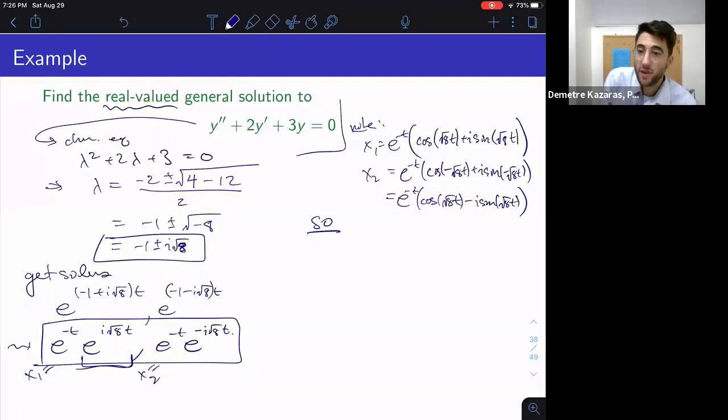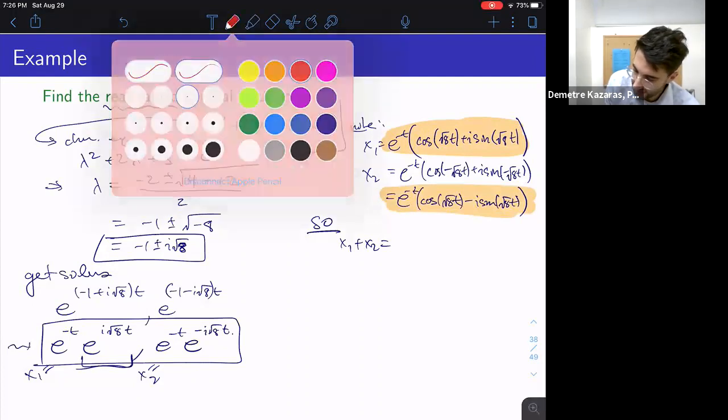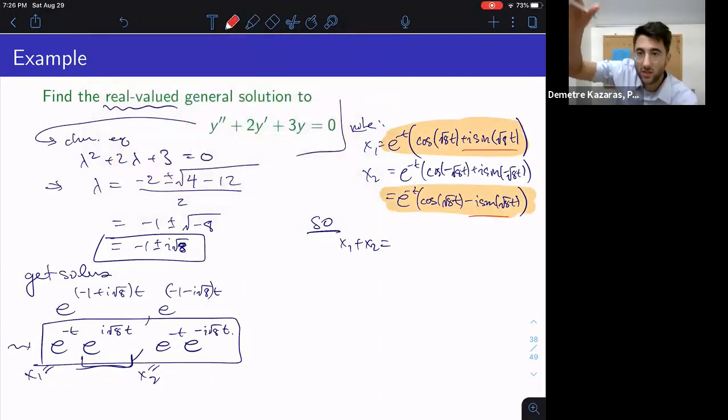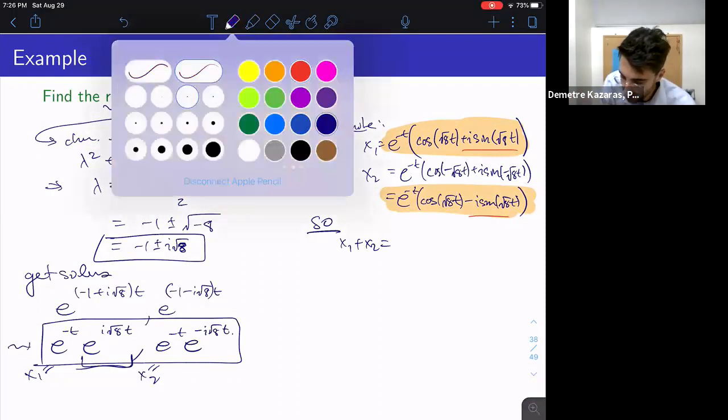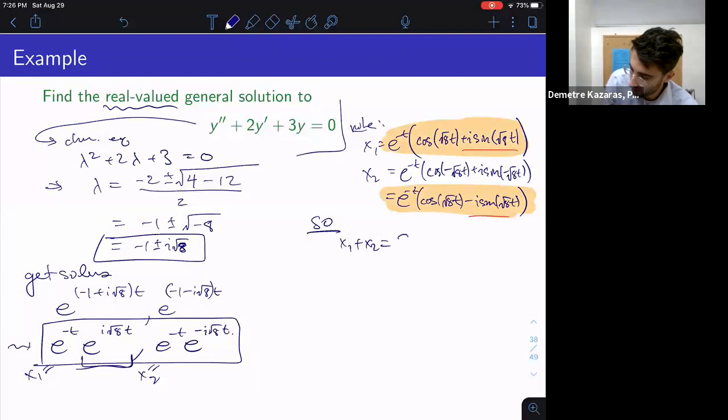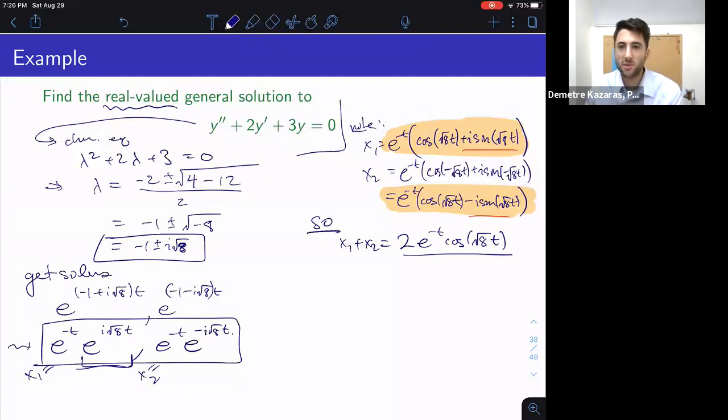So for instance, I could form the following linear combination. I could take x1 and add it to x2. That's going to be another solution, right? A linear combination of solutions is a solution. But look at what happens when we add these two formulas. The i terms will cancel out. So what we'll get here is just two copies of e to the minus t cosine root 8t. Oh, bingo, that's good news. That's a completely real solution, no complex numbers whatsoever. That's our first real solution.